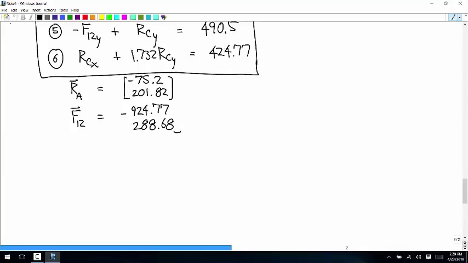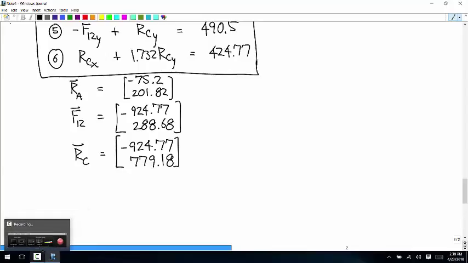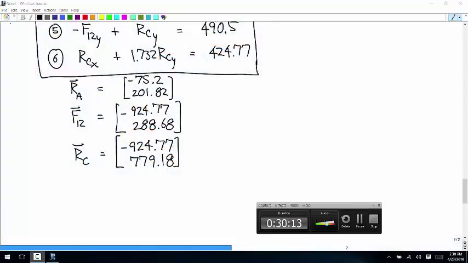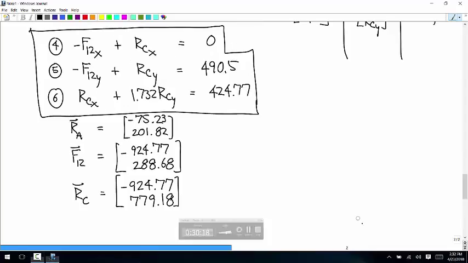C is negative 94.77 and 779. Sorry, did you say, so this is negative 924.77? Okay. And then Y? 779.18. Does that make sense? Maybe. Did you get the same thing? No. Oh, okay. Can a couple people, can someone else do that? I feel like I expected symmetry.